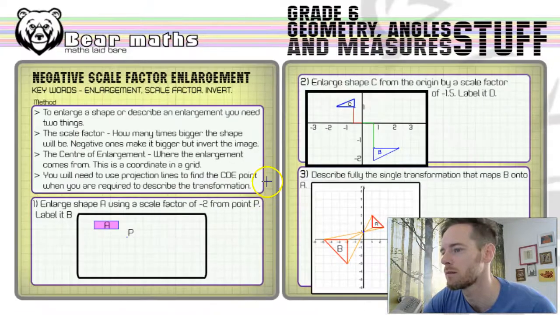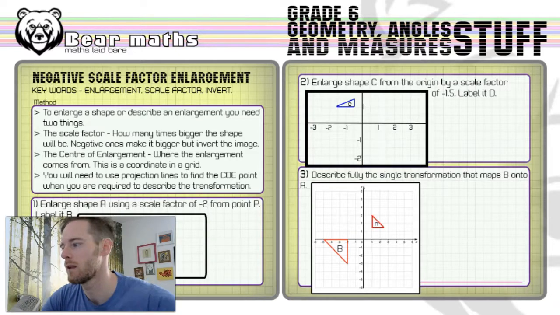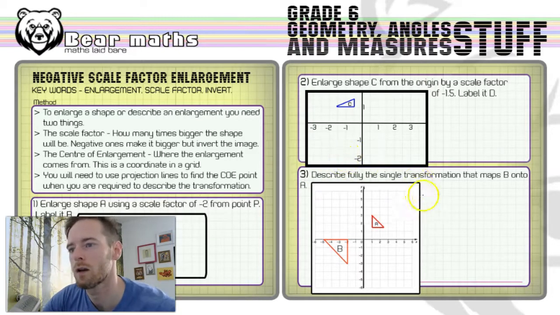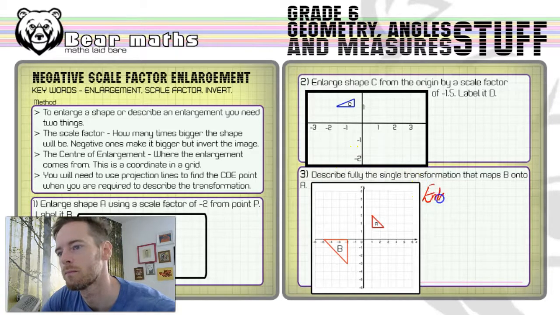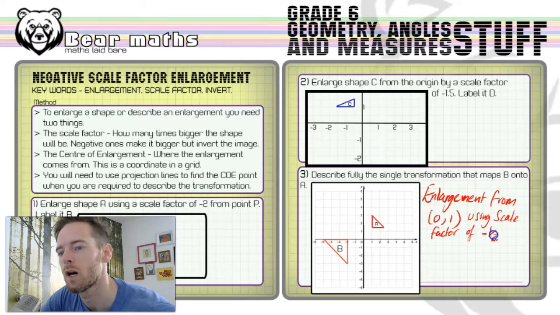So I will do that with my pen that I can write nicely with. Okay, so I just move myself over there. I'll get the pen, and hopefully this will work, and just finish off the video. So enlargement from 0, 1, using scale factor of -1/2. Don't forget to put that minus in there. It's very, very important. You won't get the mark if you don't. Okay, so there you go.